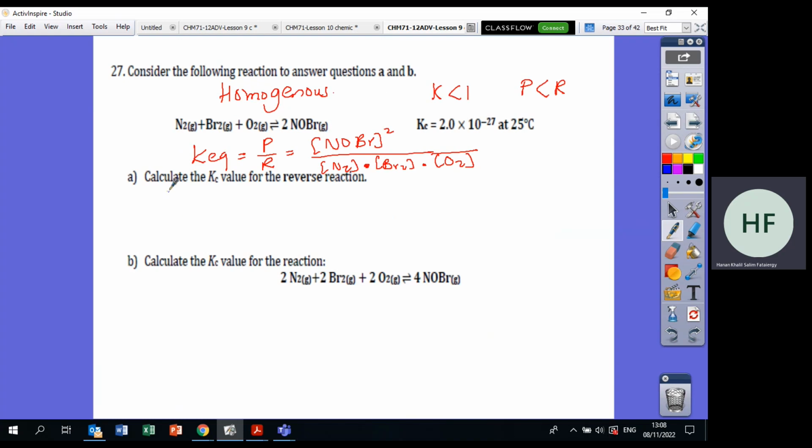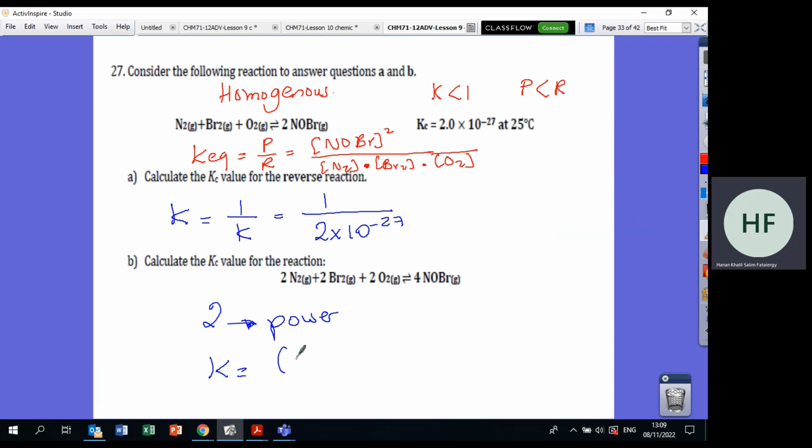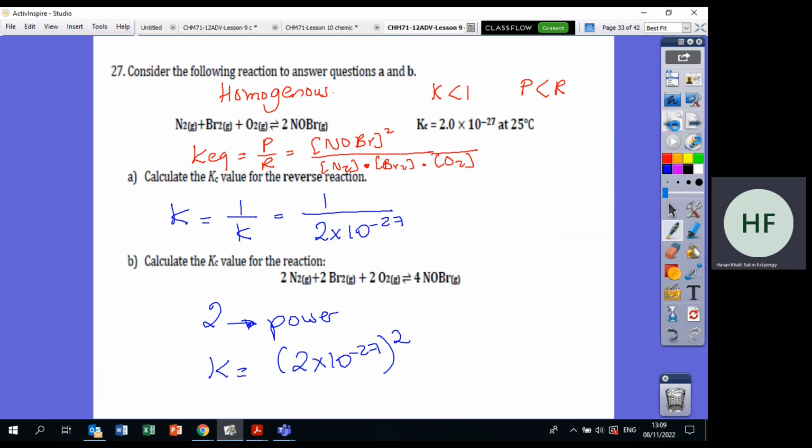Okay, now calculate Kc for the reverse reaction. If I reverse the reaction, what is K? K will be 1 over the old K. 1 over this one, 2 times 10 to the minus 27. Now calculate Kc for this reaction. Now this reaction is this reaction, but we multiplied it by 2. So 2 will become a power. So the new K is equal to 2 times 10 to the minus 27, to the power 2. Okay, so this is the way we calculate.